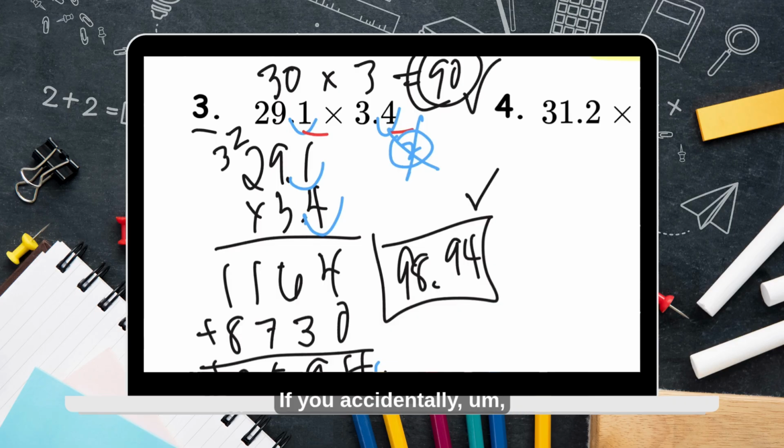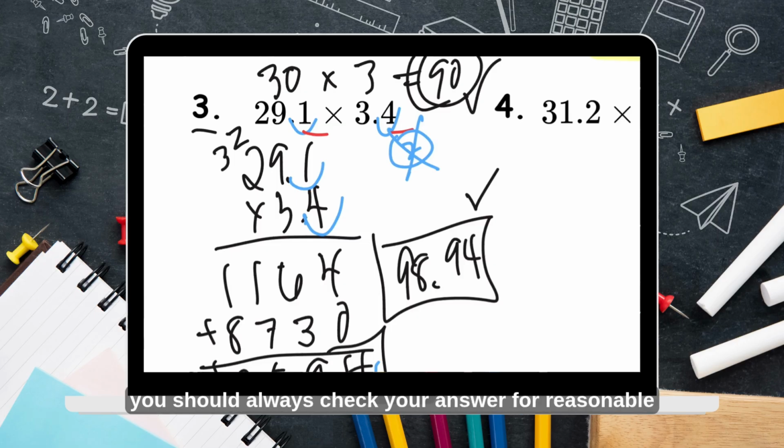If you accidentally moved your decimal too many places, you should always check your answer for reasonableness. 9 in the ones column is way less than 90. So I would know here that I messed up moving my decimal point. So that's our answer to number 3.